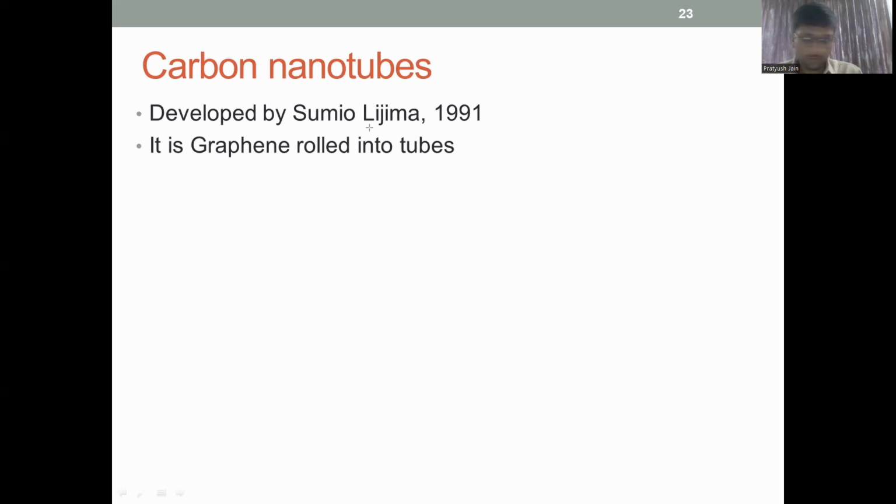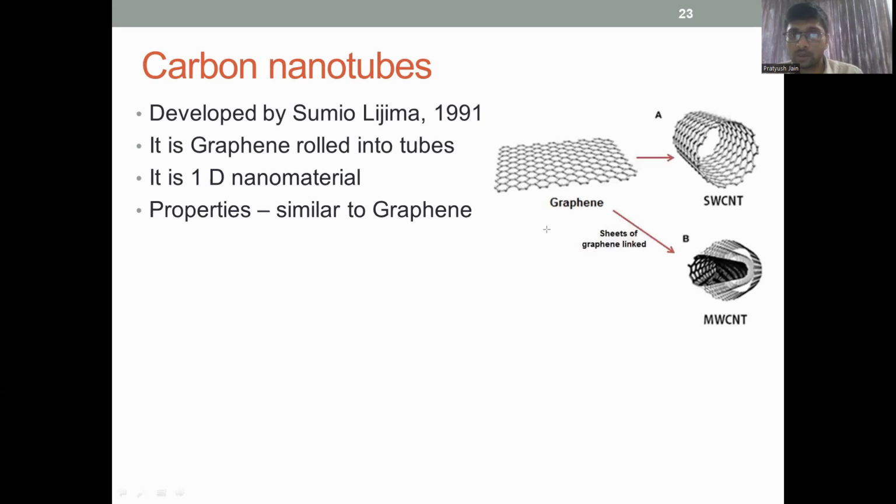Now we talk about carbon nanotubes. We already discussed that if we roll graphene into a tube, we obtain a carbon nanotube. Suppose this is a sheet of graphene. If we simply roll it into a tube like this, we obtain a carbon nanotube. If we only have one single tube, with only a single wall of carbon atoms, we call it a single-walled carbon nanotube.